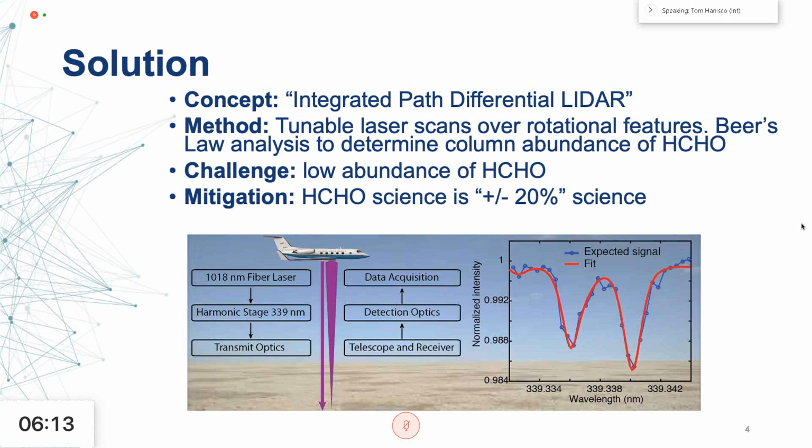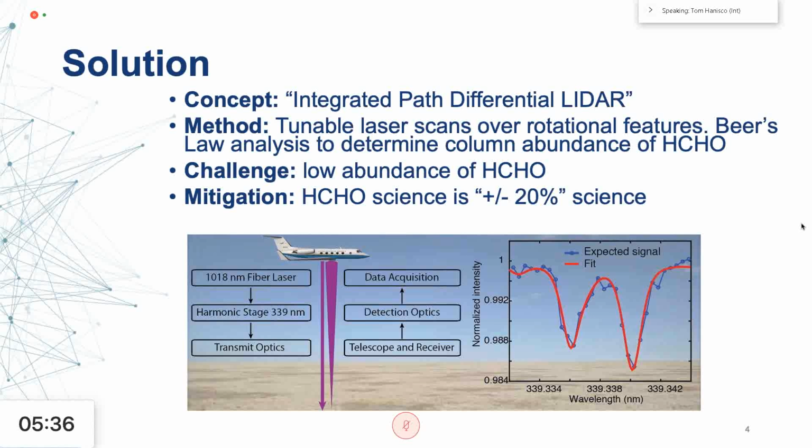Our solution is a concept. It's this integrated path differential LiDAR. And it's different than regular LiDARs in that we integrate all the way from the transmitter back to the receiver. We're not going to resolve any height information. It's not a profiler. It's just a simple Beer's law experiment. And I show that in the bottom right-hand figure. And it's the laser scanning over two rotational features in this case. The tunable laser scans over these features, and it gets specificity because only formaldehyde has this shape.